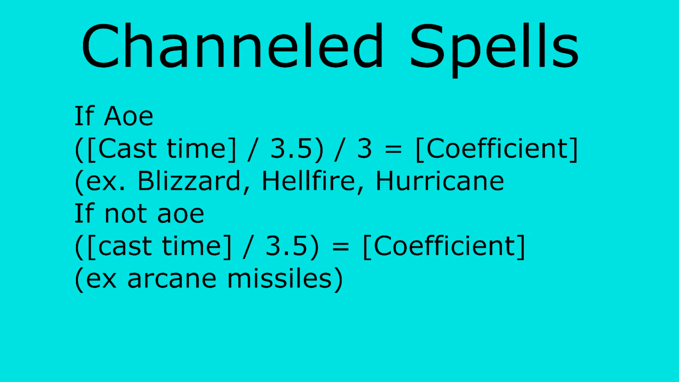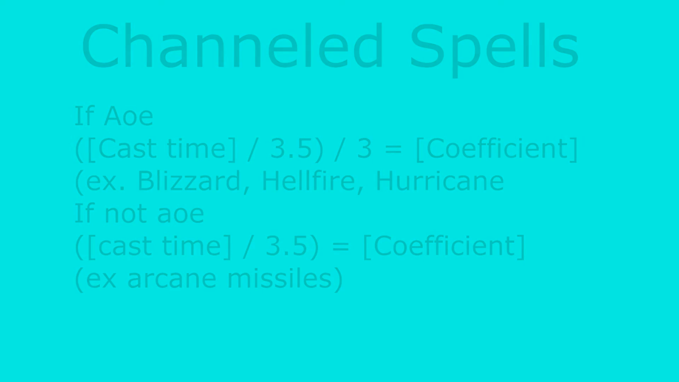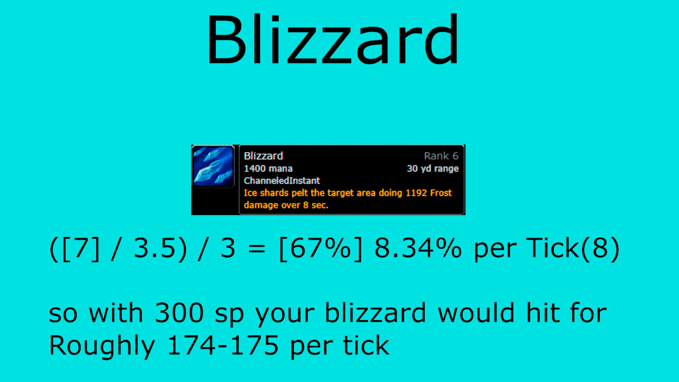So channel spells are a little bit different. If your channel spell is AoE, it follows the same formula as AoE. If it is not AoE, like Arcane Missiles, then you just do cast time divided by 3.5 for the coefficient. If we take a look at Blizzard, it's higher than a 7-second cast, so we just use 7 seconds for the cast time and divide that by 3.5, getting 2. And then dividing that by 3 to get 67%.